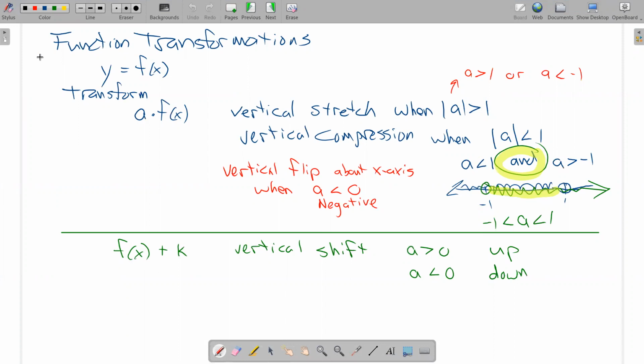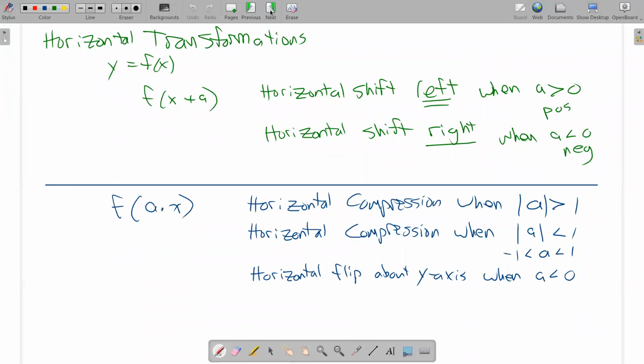And so we have the vertical transformations. That's when we multiply something on the outside of a function or we add something to the outside of a function. And they're pretty straightforward. If a is greater than 1, we're going to get a stretch vertically. If the addition k here is positive, it's going to go up. However, when we do the horizontal transformations, that means on the inside we add or multiply. It's exactly backwards of what happens with those vertical transformations.